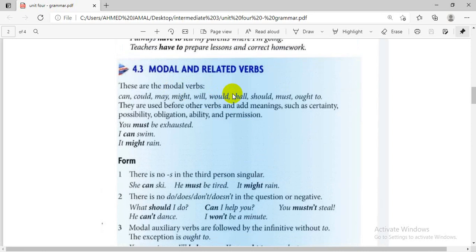Modal and related verbs. 4.3. There are the modal verbs can, could, may, might, will, would, shall, should, must, ought to. They are used before other verbs and add meaning, such as certainty, possibility, obligation, ability, and permission. You must be exhausted. I can swim. It may rain.